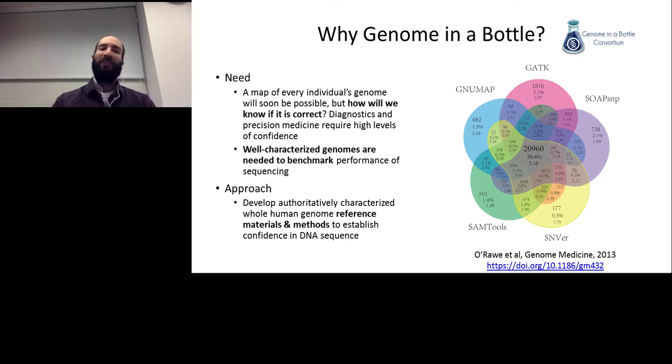At NIST, one of the things we do is create reference materials, which are really well-characterized materials. In this case, it's extracted human genome DNA from cell lines, and we have 5 genomes that we've made available as reference materials from NIST. These are also available as both DNA and as cell lines from the Coriell cell line repository.